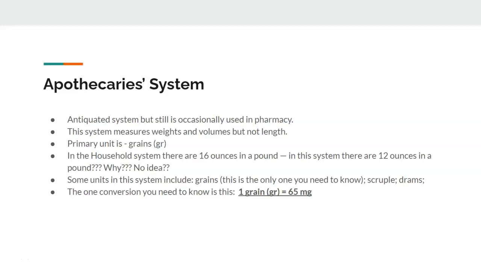I don't know. But the one conversion you do need to know is 1 grain is equivalent to 65 milligrams. And if you know that, you can move in the metric system. So you can go from the apothecary system to the metric system by knowing that conversion. Because once you get it into the metric system, if you have to go to grams or milligrams or micrograms, you can if you know that conversion right there. Okay? So keep that one in mind. Write that down in your notes. I will provide you with a conversion sheet, but you probably won't get to use that on the exam. So I would make sure you memorize it.